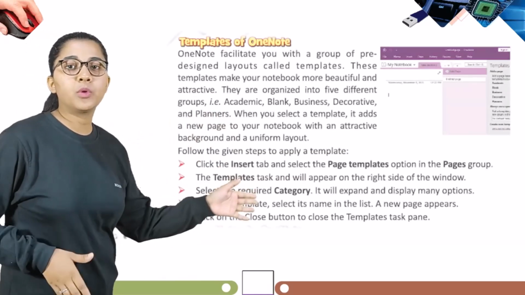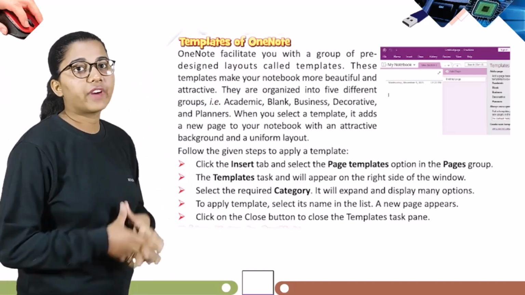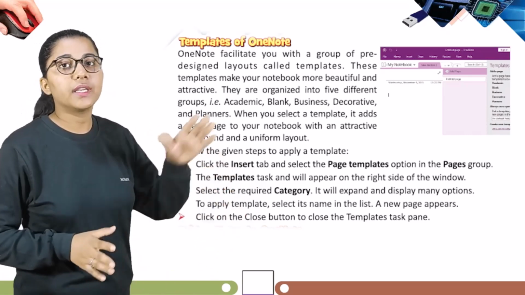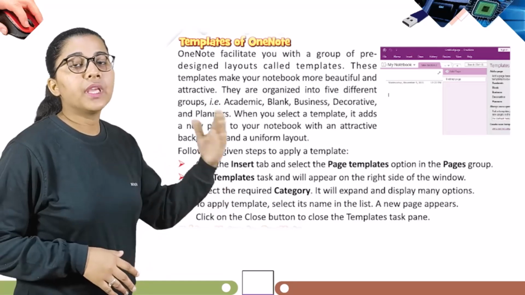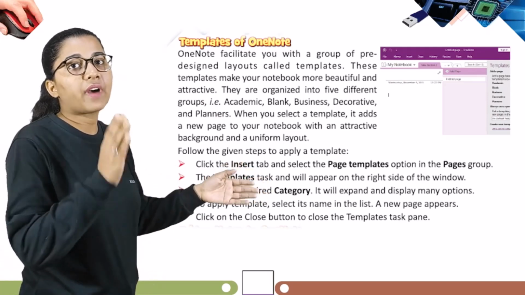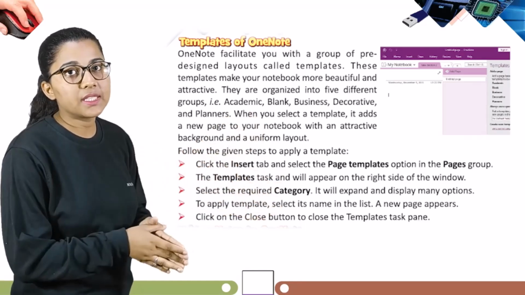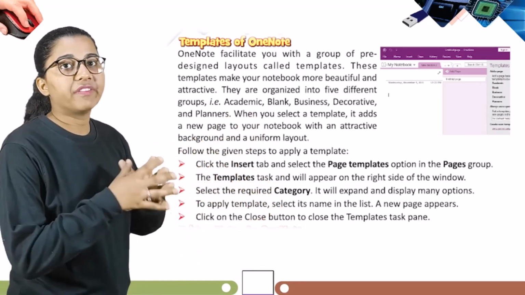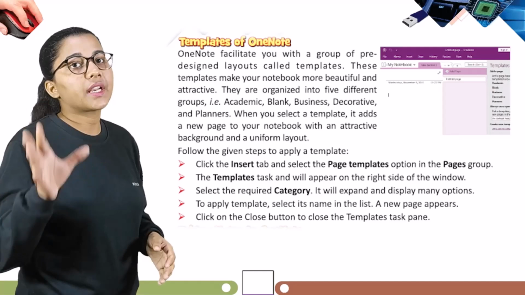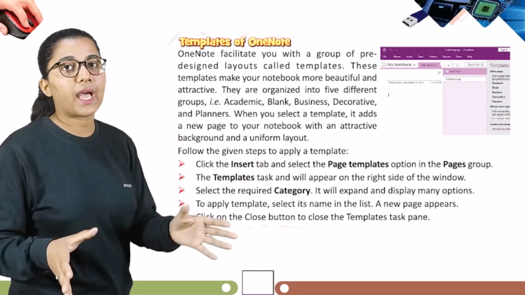So now students, let's jump to our next topic, that is templates of OneNote. OneNote facilitates you with a group of pre-designed layouts called templates. These templates make your notebook more beautiful and attractive. They are organized into 5 different groups, that is academic, blank, business, decorative, and planner. When you select a template, it adds a new page to your notebook with an attractive background and a uniform layout. Follow the given steps to apply a template.